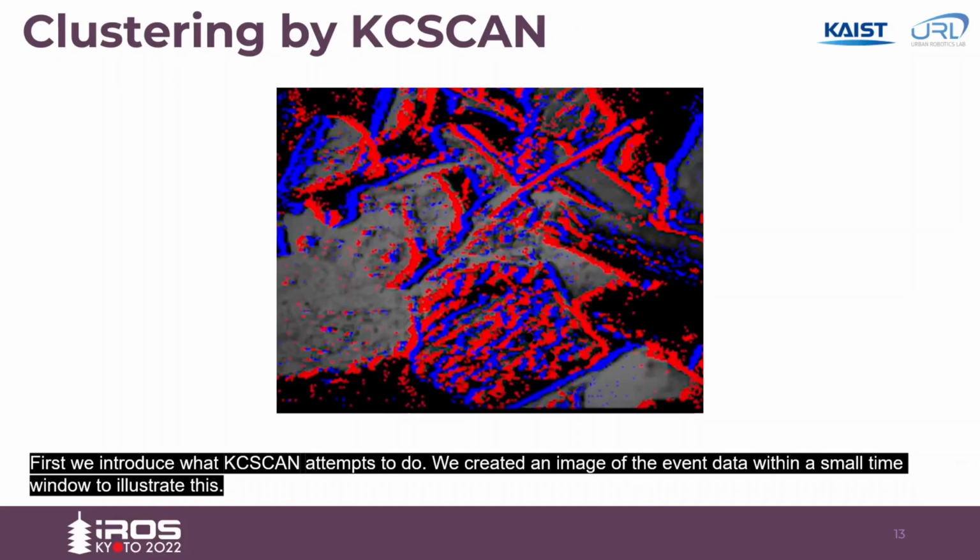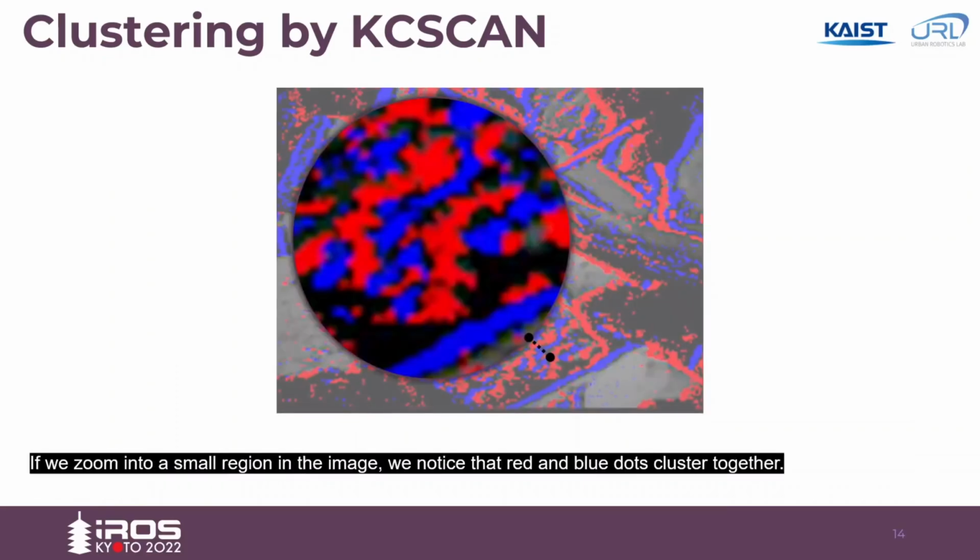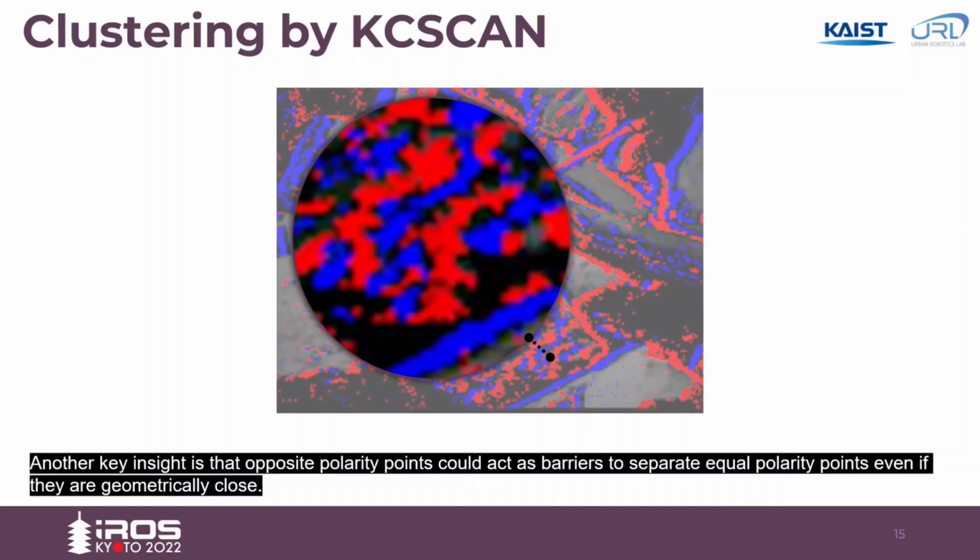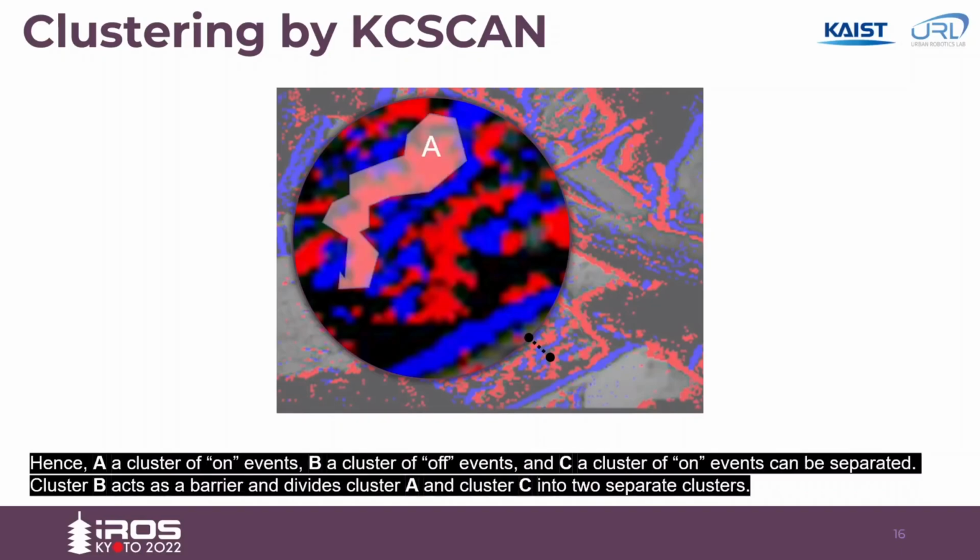We created an image of the event data within a small time window to illustrate this. If we zoom into a small region in the image, we notice that red and blue dots cluster together. Another key insight is that opposite polarity points could act as barriers to separate equal polarity points even if they are geometrically close. Hence, A, a cluster of on events, B, a cluster of off events, and C, a cluster of on events can be separated. Cluster B acts as a barrier and divides cluster A and cluster C into 2 separate clusters.